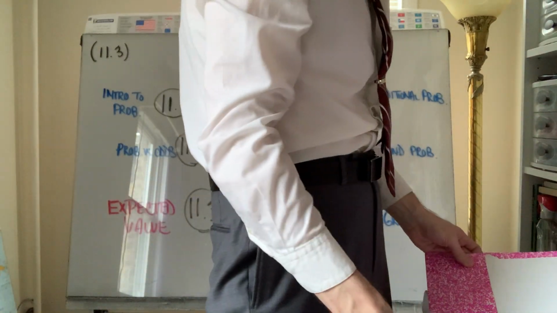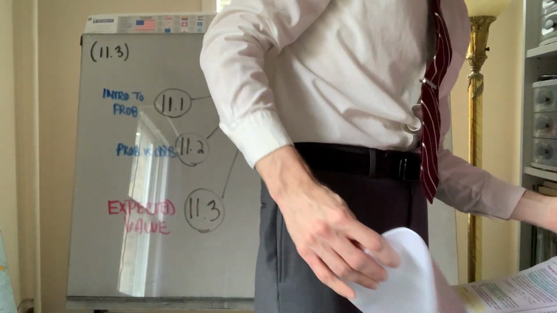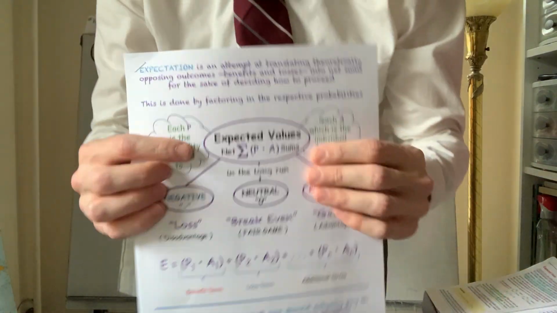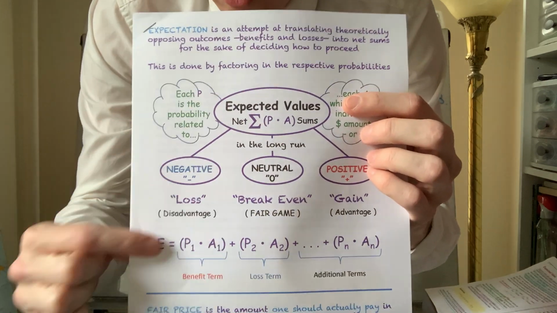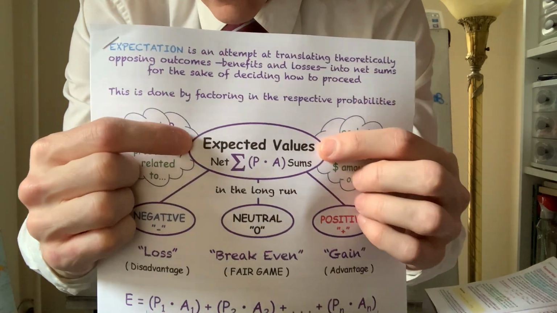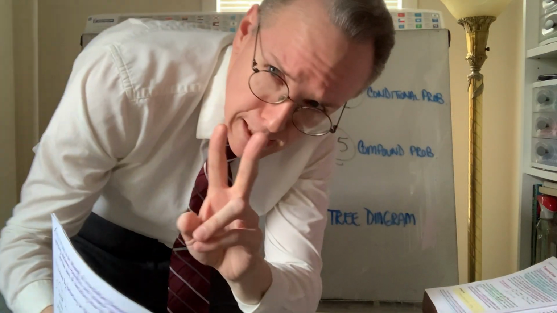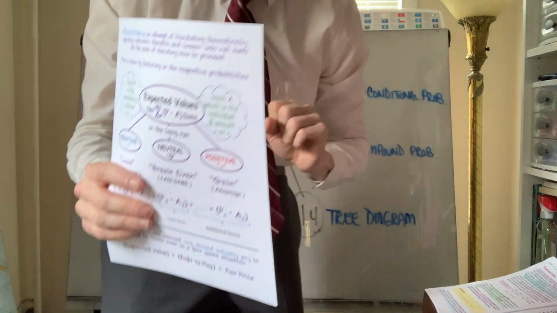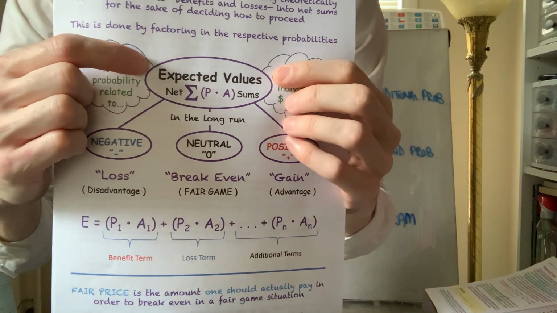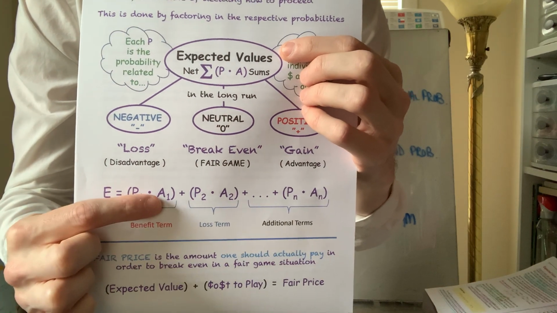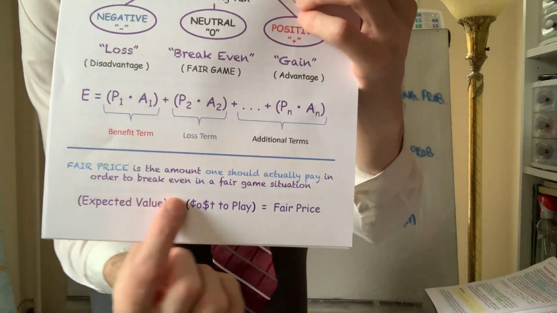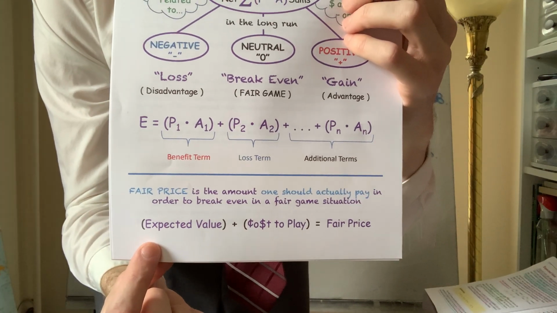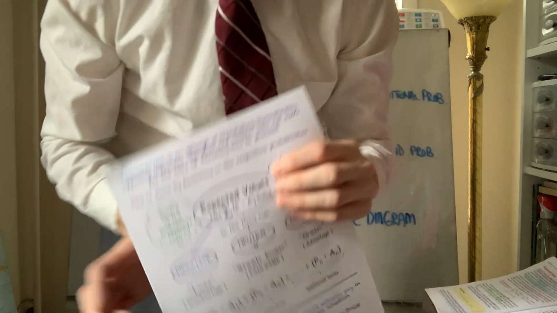The packet consists of the following. Here's a very useful, I hope, overview diagram of this concept, expected value. There's basically 2 formulas that you will need for this section: the actual expected value formula, which involves probability, and then something known as fair price. So we're going to go through that.